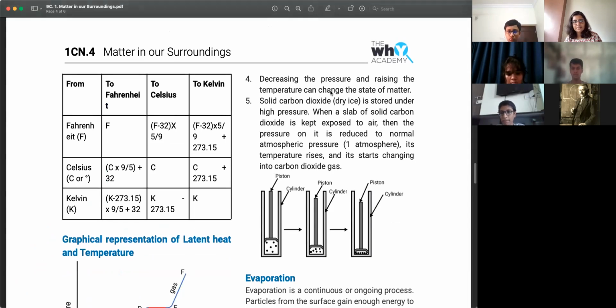Decreasing the pressure or raising the temperature can change the state of matter. So this is the opposite: compression changes gases to liquid, and decreasing the pressure, like expansion, turns liquid to gas. The solid carbon dioxide, dry ice, is stored under high pressure.